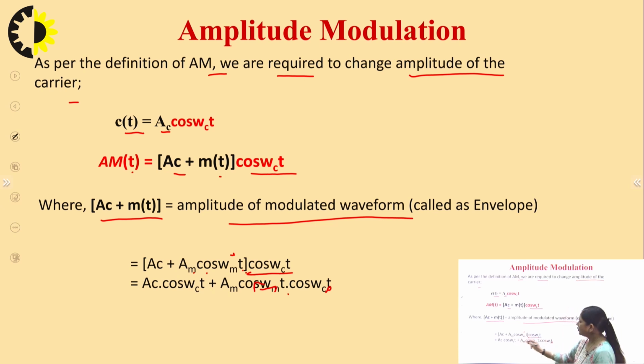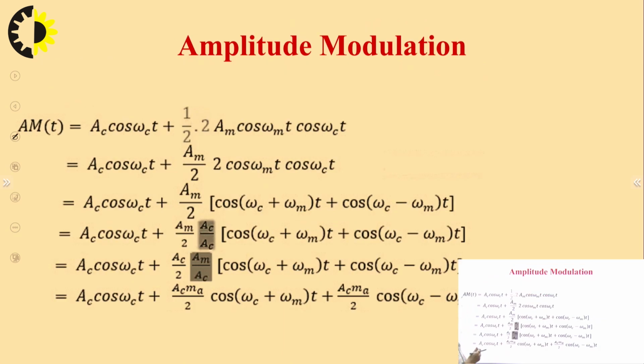Now, when we open the bracket, it will be Ac cos omega c t plus Am cos omega m t into cos omega c t. So this will be the equation after opening the bracket. Now we will again solve this equation. For the amplitude modulated signal, we will use an identity here. We will multiply it by 2 and divide it by 2. Then we are left with Ac cos omega c t.